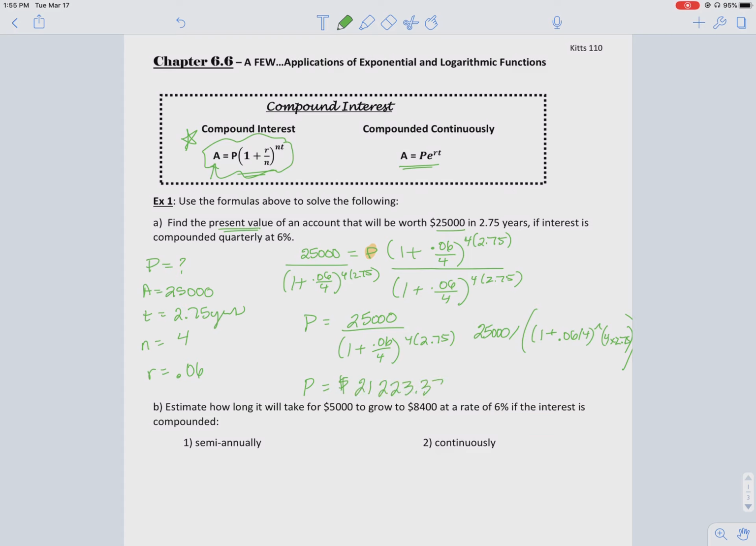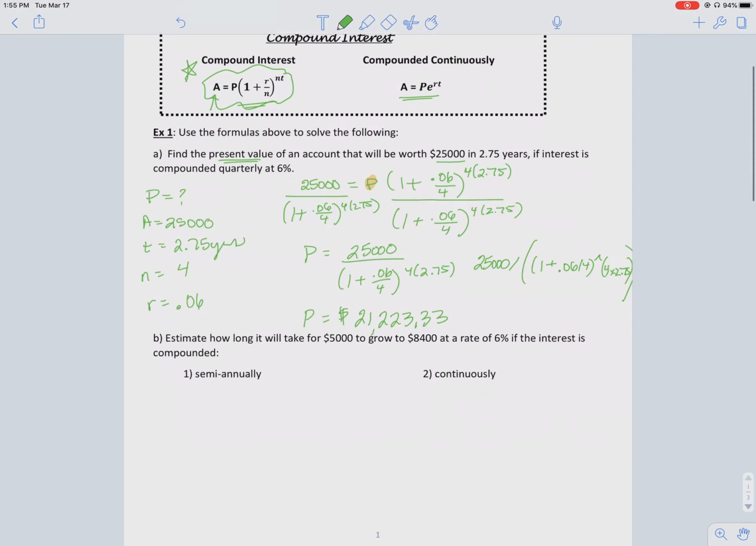Okay, so let's try another one. Again, the hardest part of that is just putting that into your calculator. So now they want to estimate how long it will take $5,000 to grow to $8,400 at a rate of 6% if it's compounded these two different ways. So we've got semi-annually and continuously. Well, for all of these, I know that I'm going to start off with 5,000. I also know that I want my final amount to be 8,400. My time is what I don't know, okay? And my interest rate is 6%.